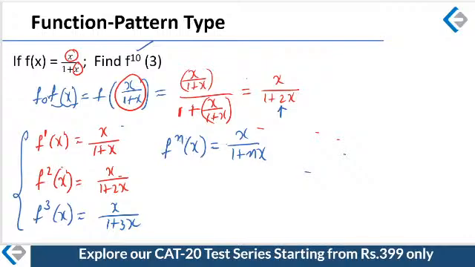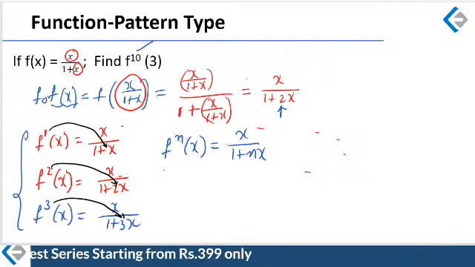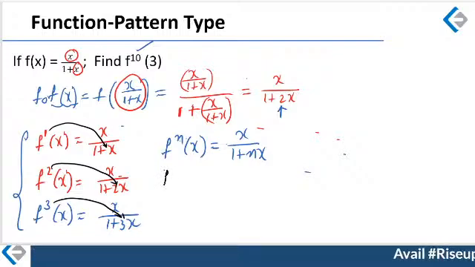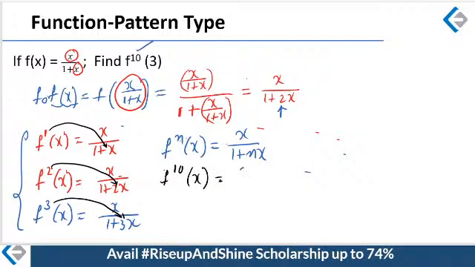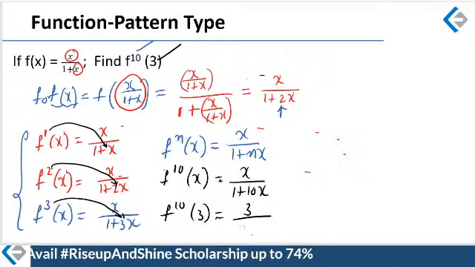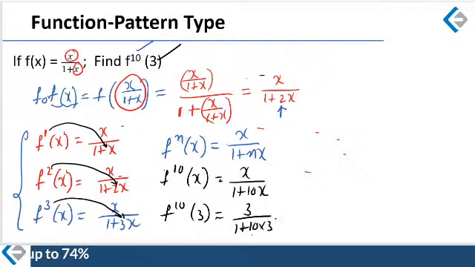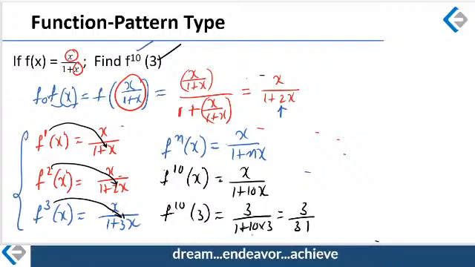Why? Because when there is a 2 here, you wrote 2 here. When there is a 3 here, you wrote 3 here. When there is a 1 here, you wrote 1 here. So if it is n, you are going to write n there. Now what is the author saying? Find F10 of X. F10 of X is nothing but X divided by 1 plus 10X. Then you put the value 3 there. F10 of 3 is 3 divided by 1 plus 10 into 3. Therefore, the required result is 3 divided by 31. Simple one.